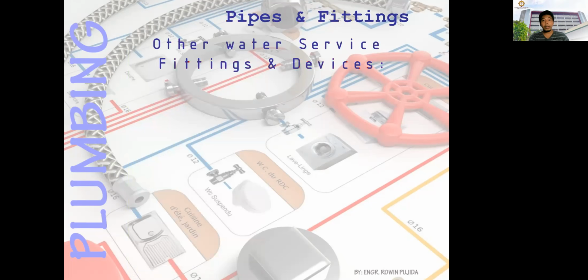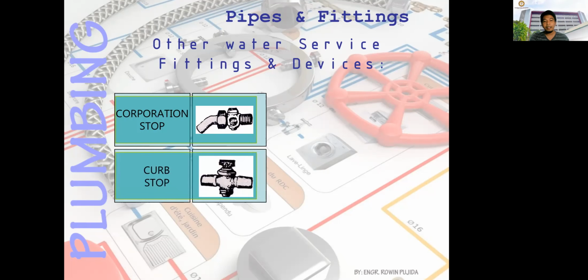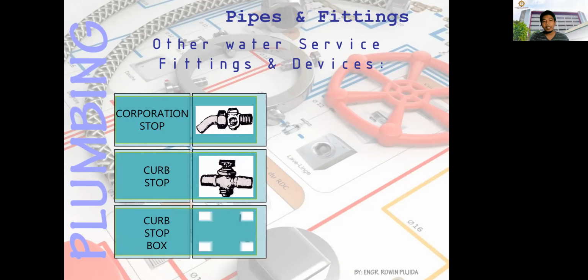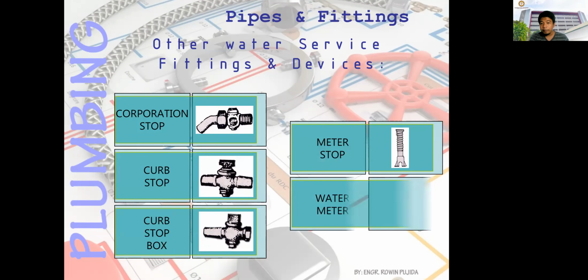Okay, next are the other water services fittings and devices. So you have the corporation stop. This is commonly seen before your water meter. And then the curb stop after the water meter. Also, you have here the curb stop box, so it depends on the usage in your water distribution. And then you have the meter stop and the water meter. Mostly this type of fitting is found in the water meter area or the connection from the main line to your building.